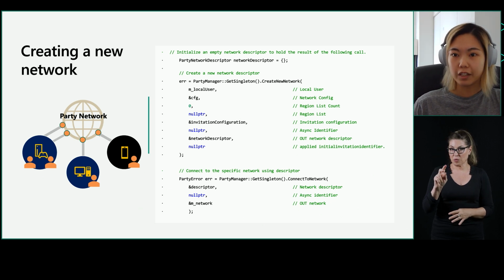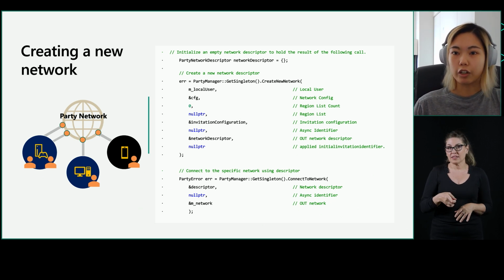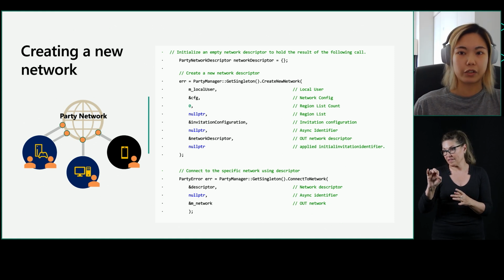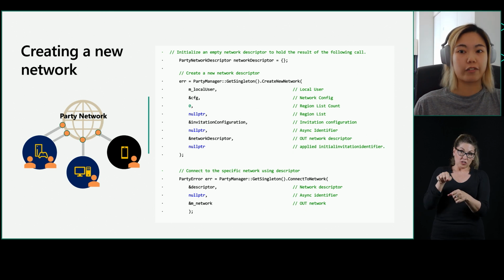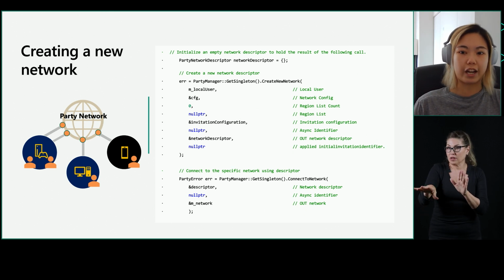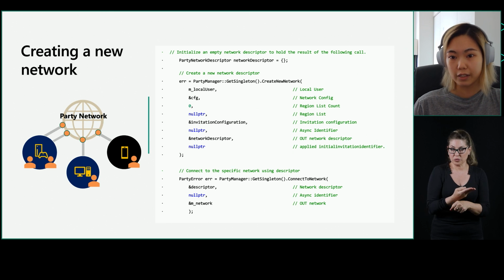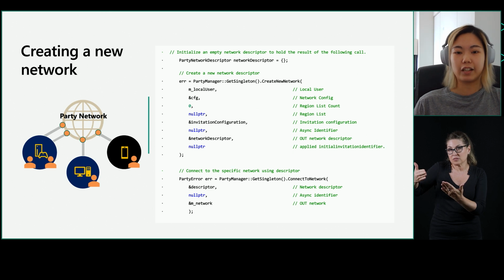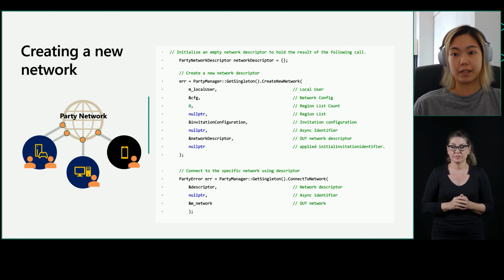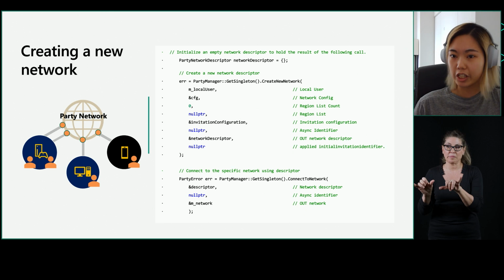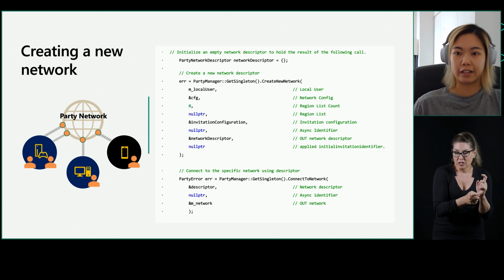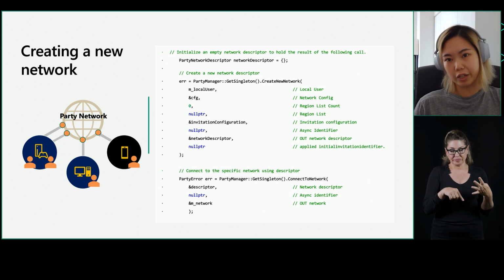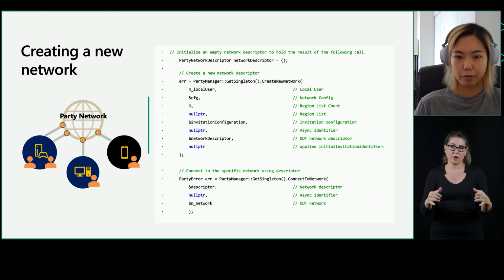network descriptor. So here you configure local user, network config, region list count, and the region list is where you can override. You can select what Azure regions you would like to use if you don't want to just use the default that Party provides based on latency measurements. There's invitation, configuration, async identifier. I won't go through all of them, but this is a pretty straightforward way to create a Party network.